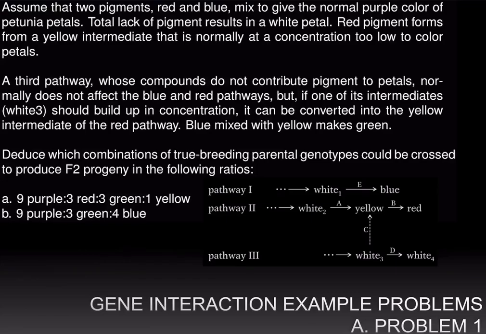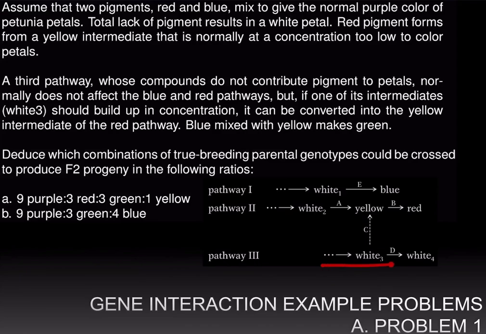Problem 1 states that assume that two pigments, red and blue, mix to give the normal purple color of Petunia petals. Total lack of pigment results in a white petal. Red pigment forms from a yellow intermediate that is normally at a concentration too low to color petals.